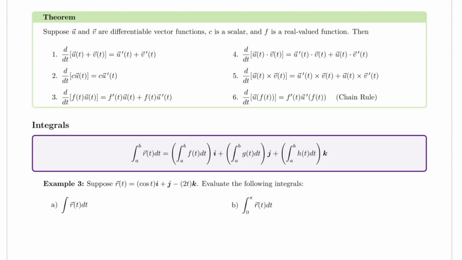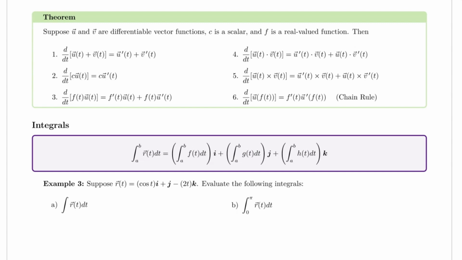Here's a theorem. Suppose u and v are differentiable vector functions, c is a scalar, and f is a real valued function. Then the following 6 properties hold true. They're pretty similar to properties of derivatives of real valued functions. Like, for example, we have the constant multiple rule. If I take the derivative of a constant times a vector valued function, I can pull the constant out and then take the derivative. This would be analogous to the product rule, and this is analogous to the chain rule. So stuff we've mostly seen before.